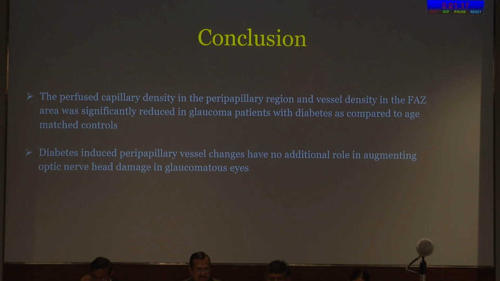The perfused capillary density in the peripapillary region and vessel density in the foveal avascular zone area was significantly reduced in glaucoma patients with diabetes as compared to age-matched controls. Diabetes-induced peripapillary vessel changes have no additional role in augmenting optic nerve head damage in glaucomatous eyes.